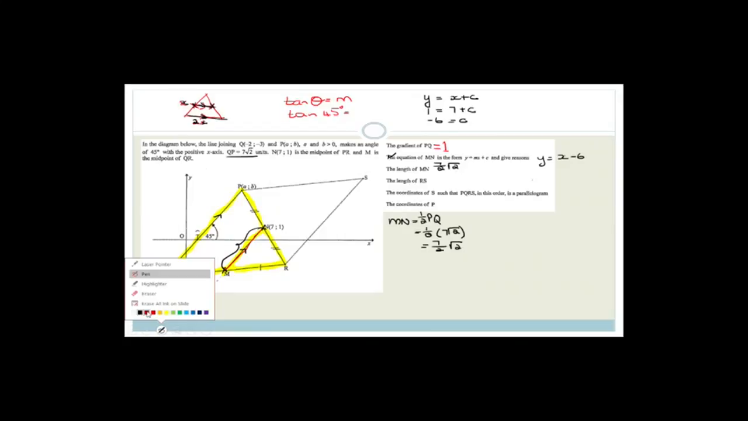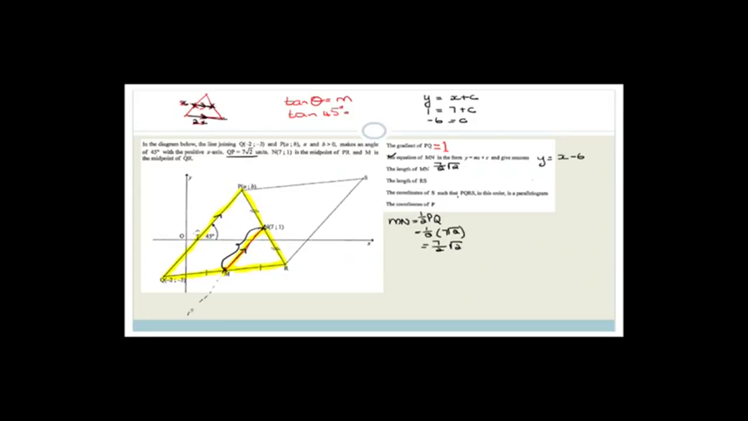Okay, so now we have to think a little bit. They want the length of RS. But what do they say? They said in the diagram below, the line joining Q is minus 2, minus 3, and P is AB, where B is greater than 0, and it makes an angle of 45 degrees with the x-axis. And then it says N is the midpoint of PR, and M is the midpoint of QR. Now, they don't say anything about S, so I'm tempted to say that the length of RS is going to be the same as QP, but I'm not seeing enough information to prove that that is definitely a rhombus or a parallelogram. Yeah, they say the coordinates of S such that PQRS in this order is a parallelogram, and then they want the coordinates of P.